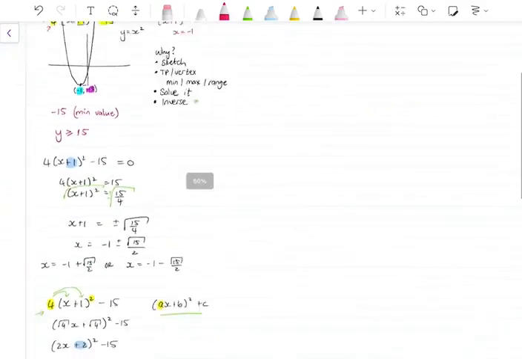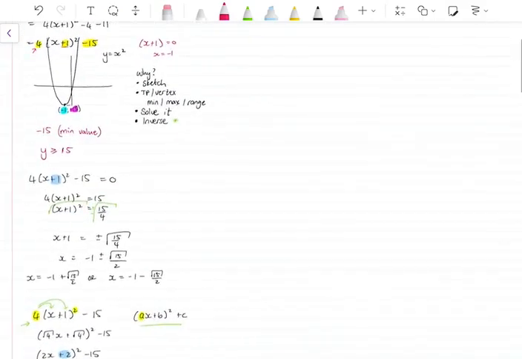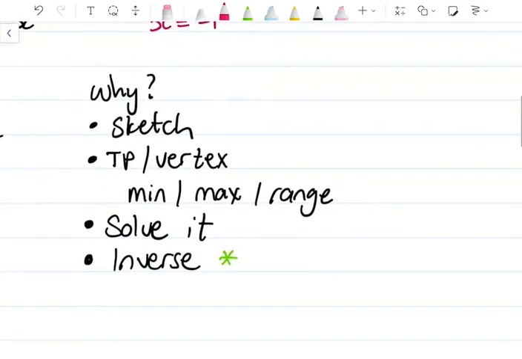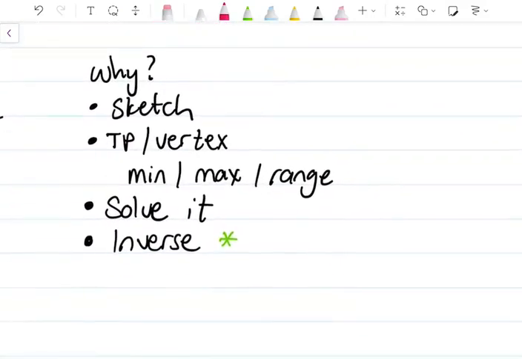Okay, so with what we've covered, that's all you need to know about completing the square. Do make a note of these reasons why we do it. It's going to be very helpful when it comes to solving papers later.